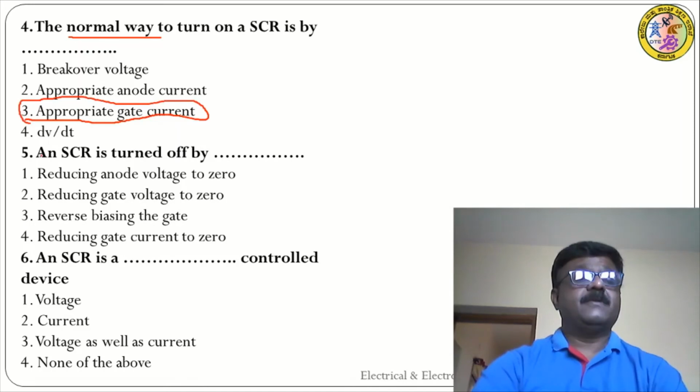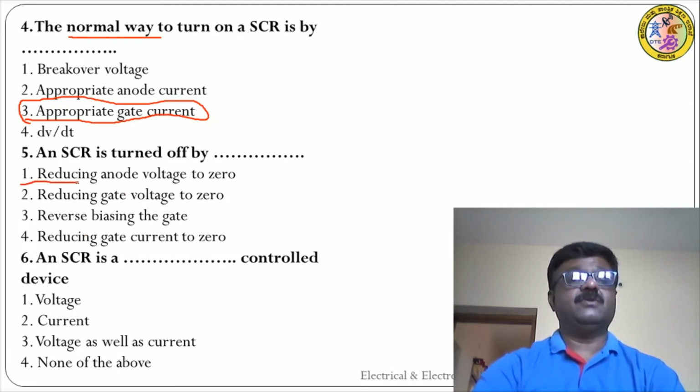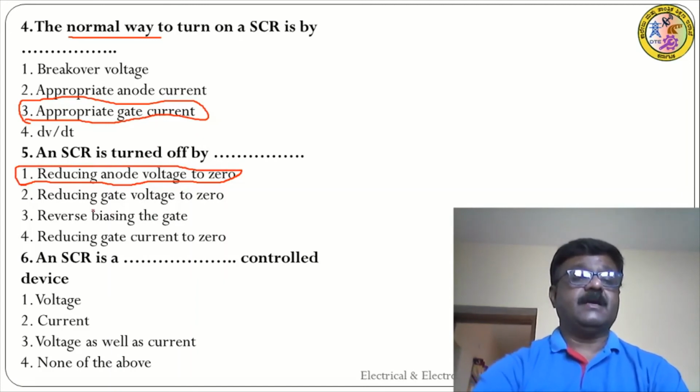Next, an SCR is turned off by dash: reducing anode voltage to 0, reducing gate voltage to 0, reverse biasing the gate, reducing gate current to 0. The turn off process means reducing the anode voltage to 0. If you reduce the anode voltage to 0, the anode current will go below the holding current. That's why the SCR will turn off. So the first option is correct.